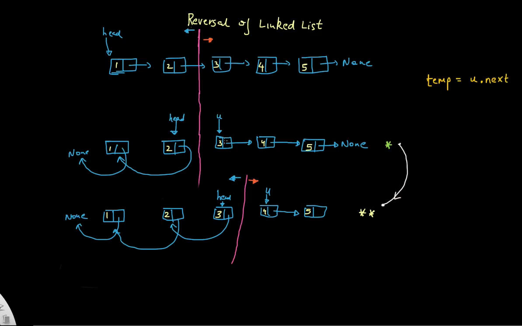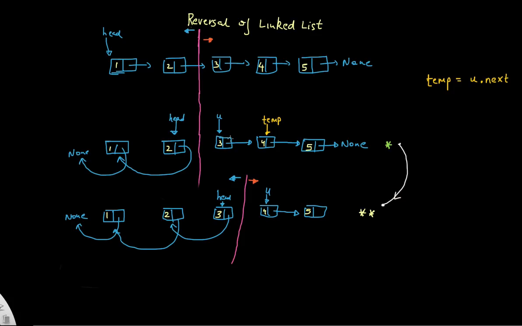If u is pointing at node 3, and if I say temp equals u dot next, what that means is temp is now going to point at whatever is u dot next. If this entire thing is u, u dot next points at node 4. So temp at this point is pointing at node 4. Okay, so temp equals u dot next.